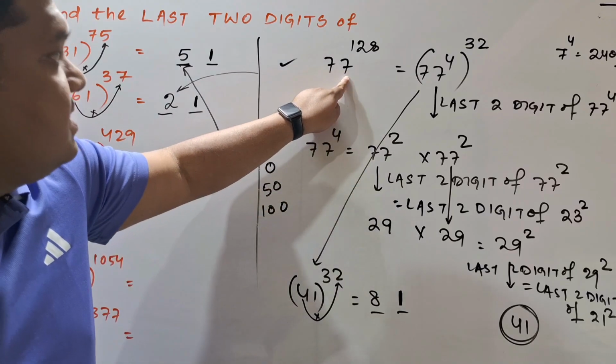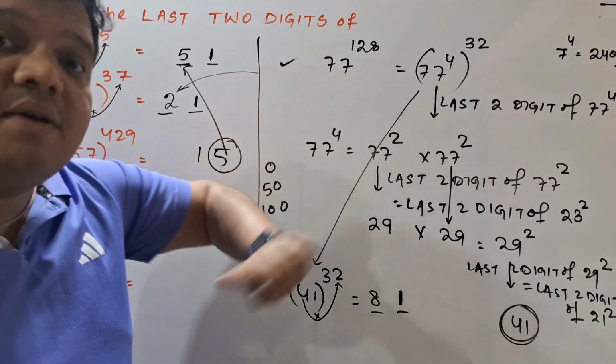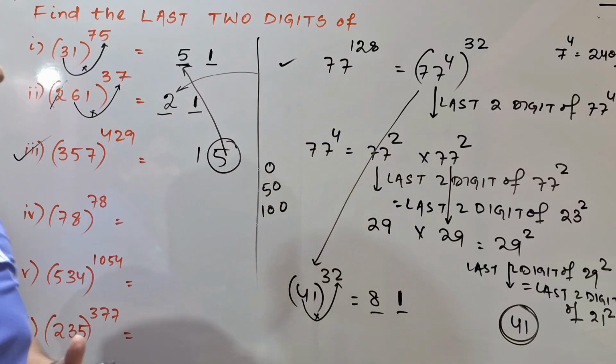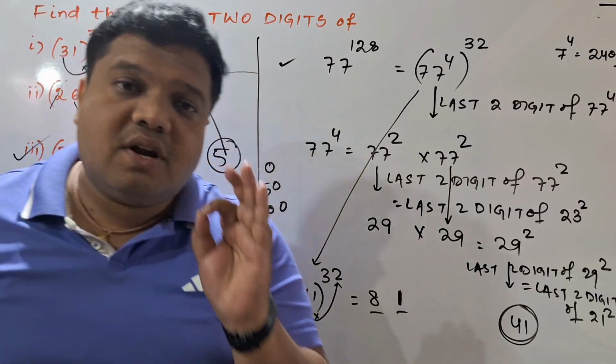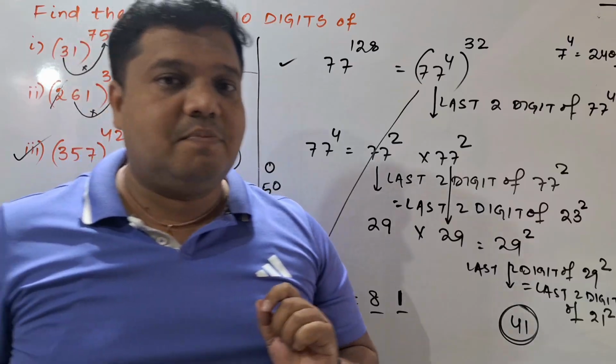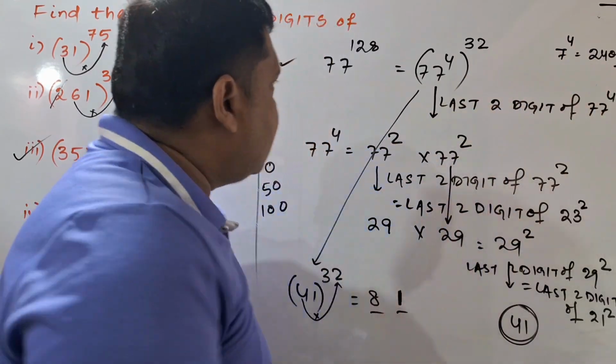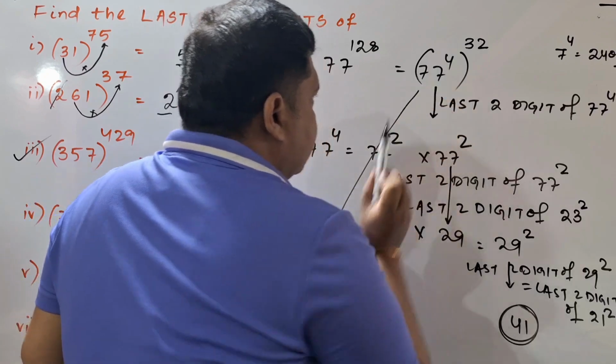But here the base ends in 7. So what will you do with this? We do the modification. I want 1 here. So how to do the modification? Now think, which power of 7 will give you 1 at the unit place? Now the answer is 7 to the power 4. It is 2401. So what I do? 77 to the power 4.